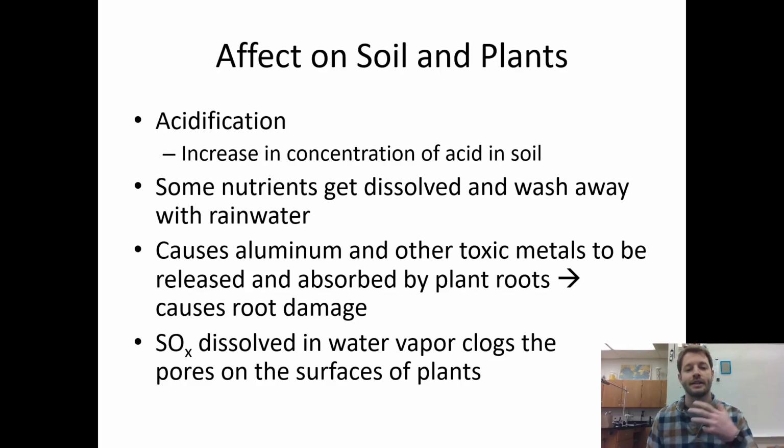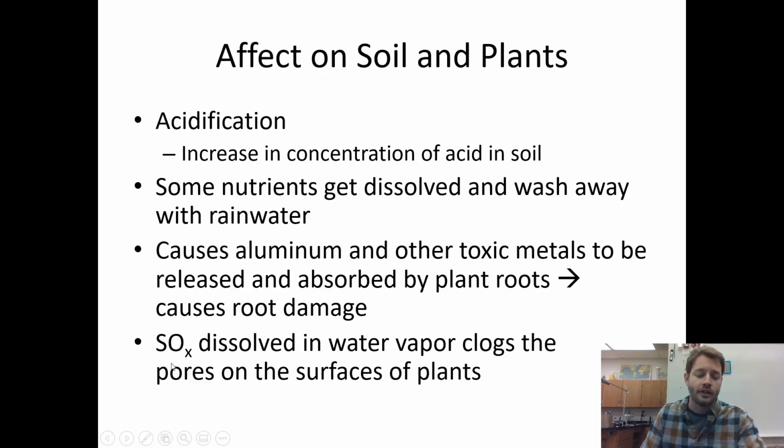Therefore, when it rains and this rain has a lower pH, it's going to wash away all of these important nutrients. In some cases, it can cause different metals, such as aluminum or other toxic metals, to be released and absorbed by plant roots, which can cause root damage.